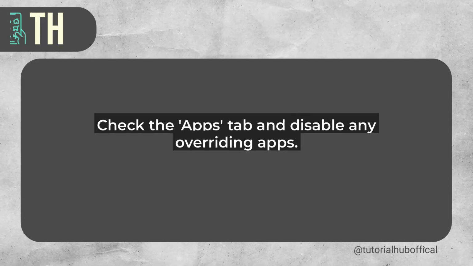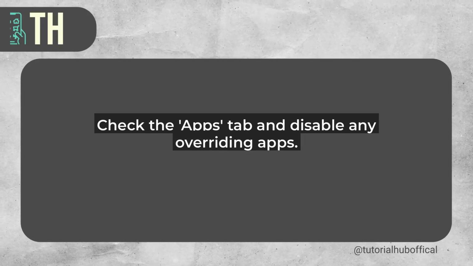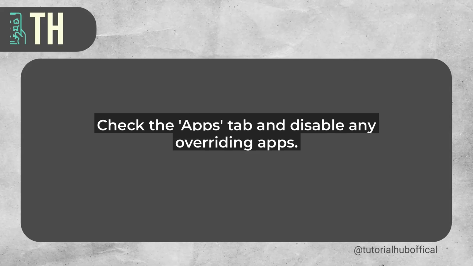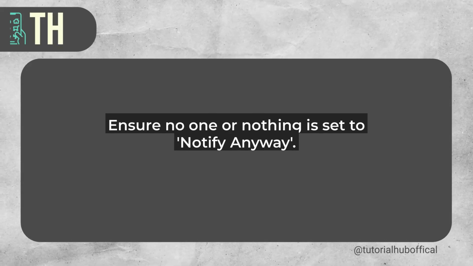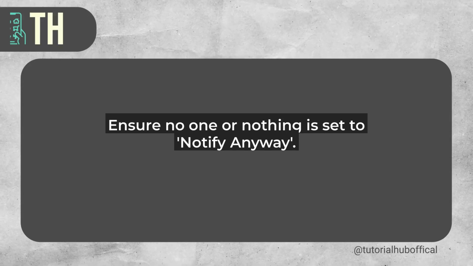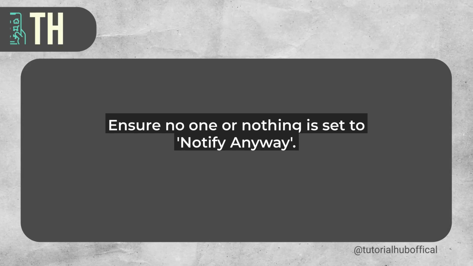Then, head to the Apps tab. Here, check if any apps are set to override your focus settings. Simply toggle them off or remove them from the allowed list to block notifications completely. Once you're done, exit the Settings app and test it out. Put your device in the focus mode you adjusted and have someone try to message you. If everything's set right, those notifications should be silenced.